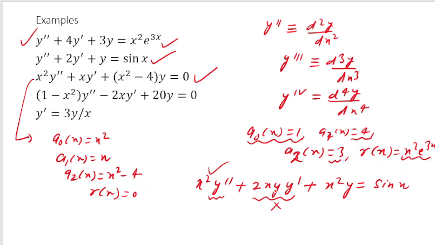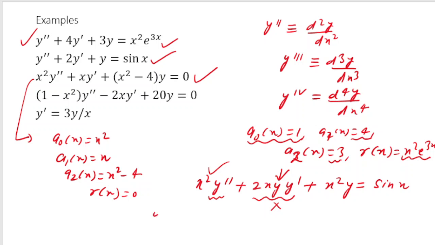That with y dash we have the term of y, which should not be there, because the y dash term should come with only the function of x. But because of this y term, this is not a linear differential equation, right? Suppose I write some more examples.